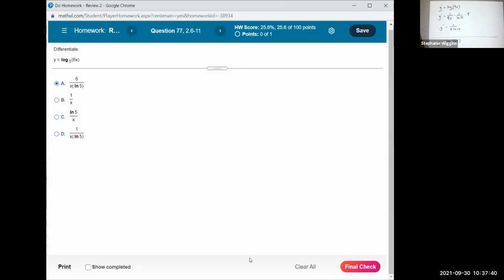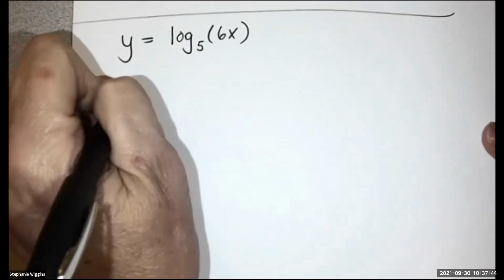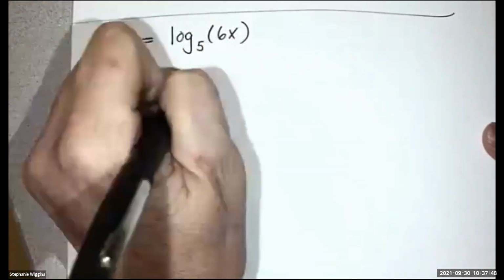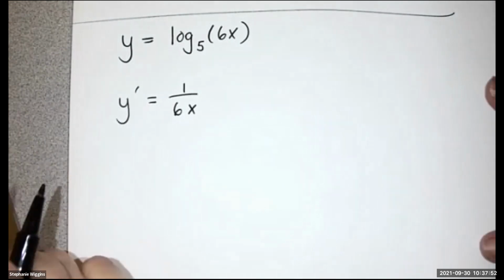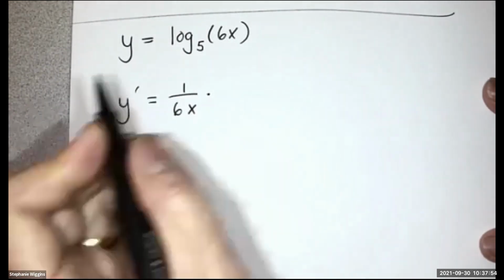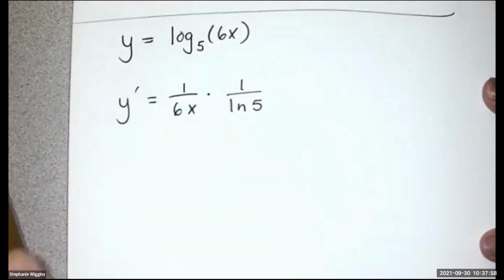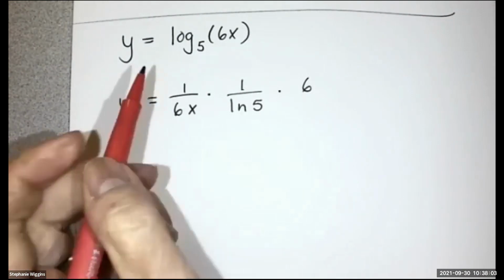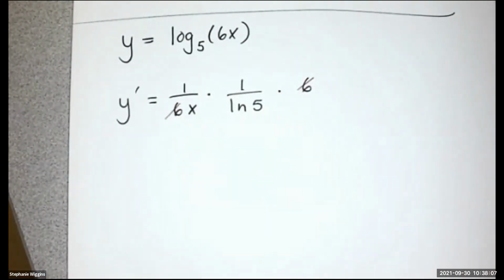So let's do this slowly. So the derivative, first you take 1 over 6x. That's what I did. I forgot to cancel the 6's. And then you multiply by 1 over the natural log of 5. And then multiply by the derivative of what's inside. And that's where I made my mistake. I forgot this 6 here. Okay, there we go. That's better.